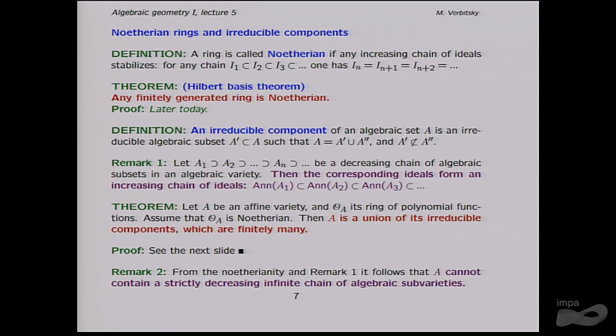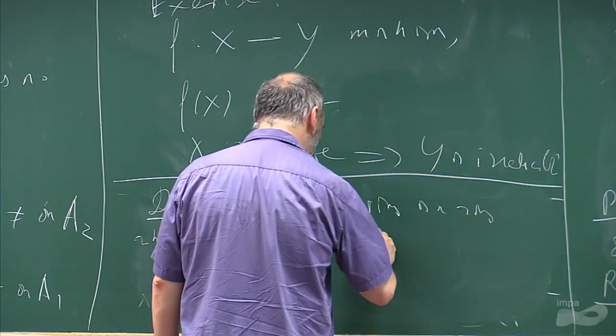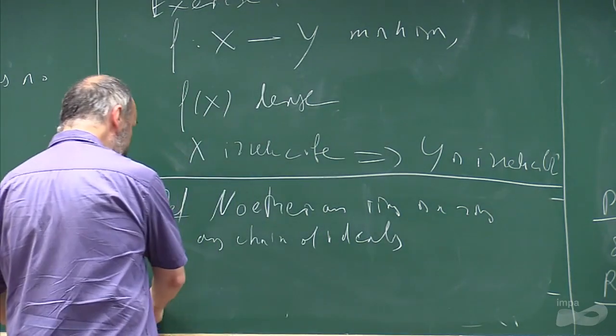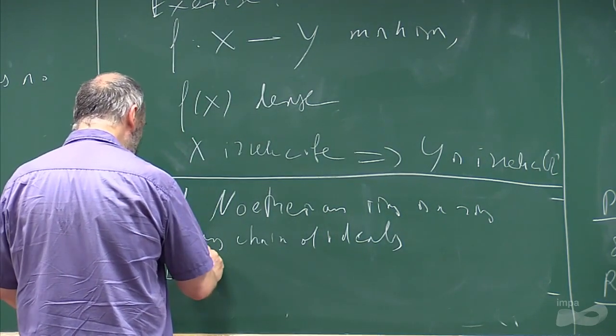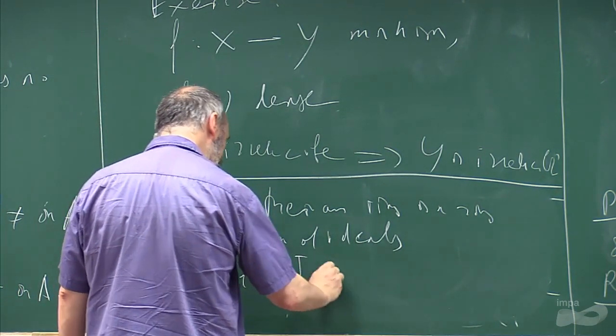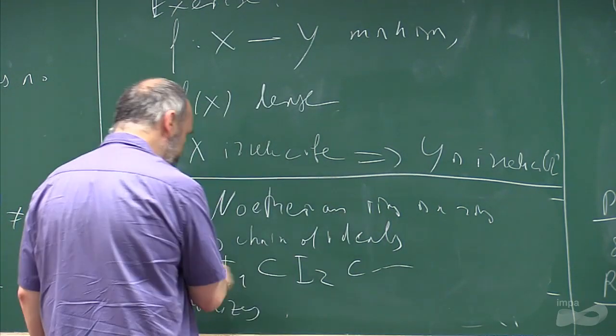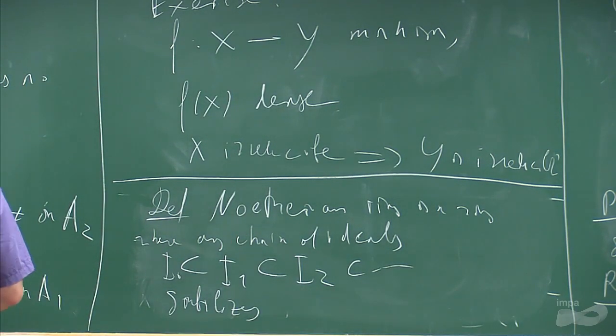So, definition. A Noetherian ring is a ring where any increasing chain of ideals, like I0 sits in I1, sits in I2, and so on, stabilizes. So there could be only finite non-trivial chains of ideals.